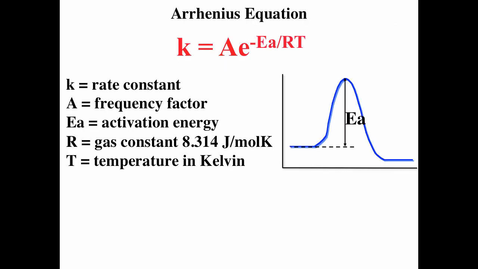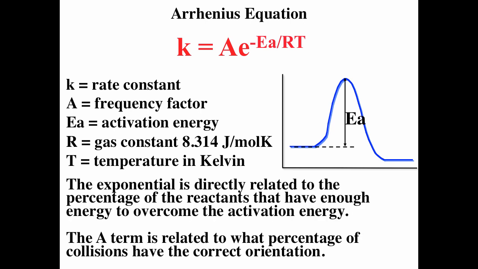Now with the Arrhenius equation, we can actually calculate the rate constant. And so remember, lowercase k is the rate constant, A is referred to as a frequency factor, E sub A is the activation energy, R is the gas constant, and T is temperature in Kelvin. And so we can actually calculate what k should be.